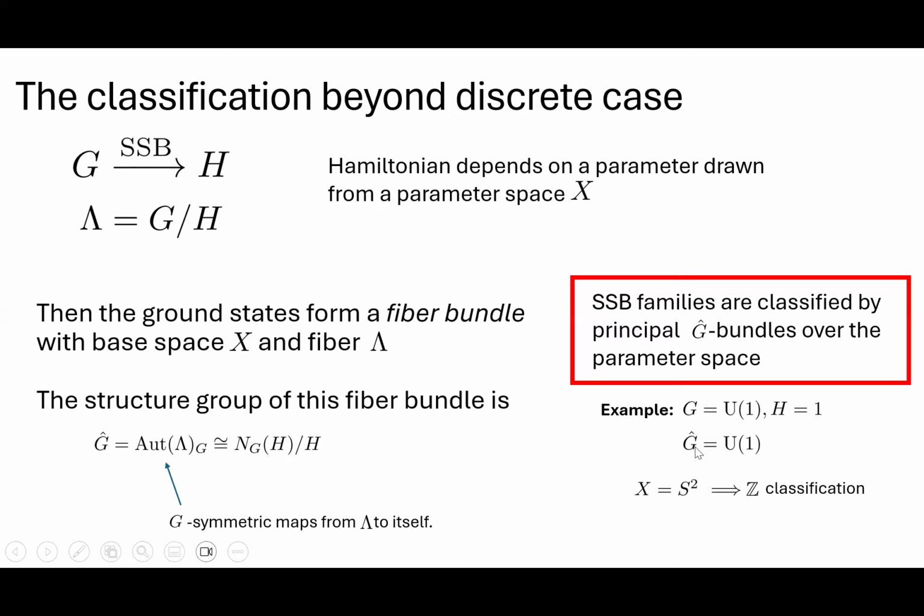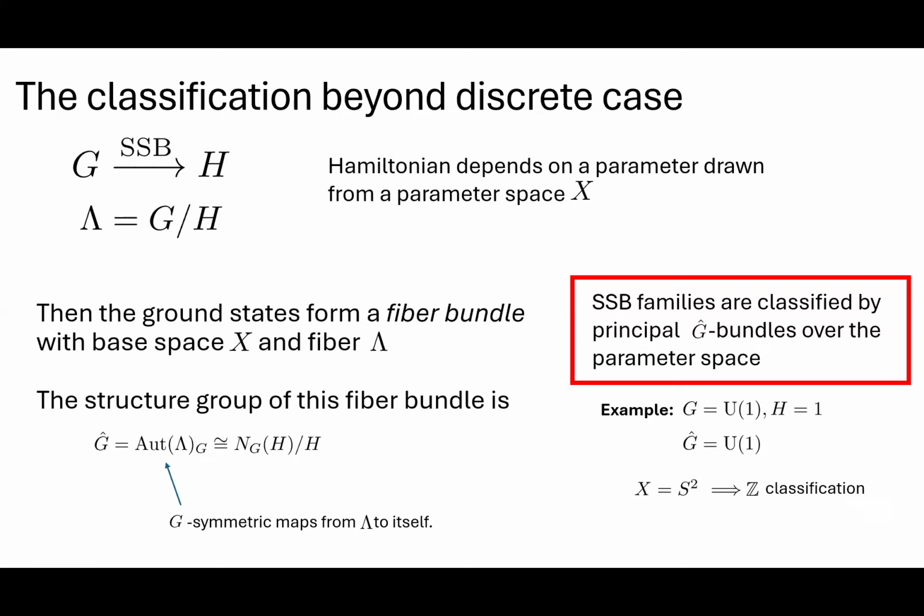In that case, you can easily check that G hat is actually just the same as G, which is U1. And suppose we look at a parameter space S2, which is what you would do if you want to study a codimension 3 defect. Now you have to ask, what is the classification of principal U1 bundles over the two sphere? Well, this is a famous result. There's a Z classification. If you think about this principal U1 bundle as being a U1 gauge field, you could call that a monopole, right?